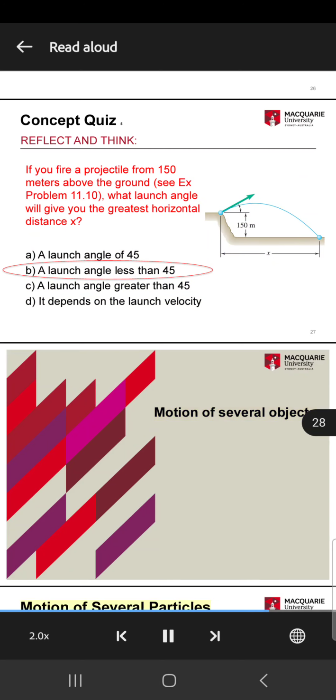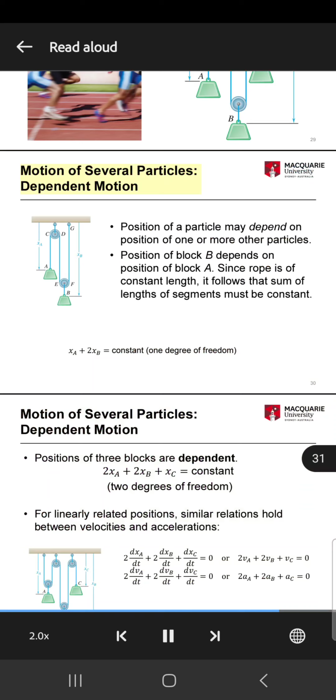Motion of several objects. Motion of several particles. Dependent motion. Block A is attached to a rope that goes up the stationary pulley CD, goes down to moving pulley EF, which is attached to block B, and then goes back up to get affixed to the ceiling at G. The position of each block is its distance from the ceiling.